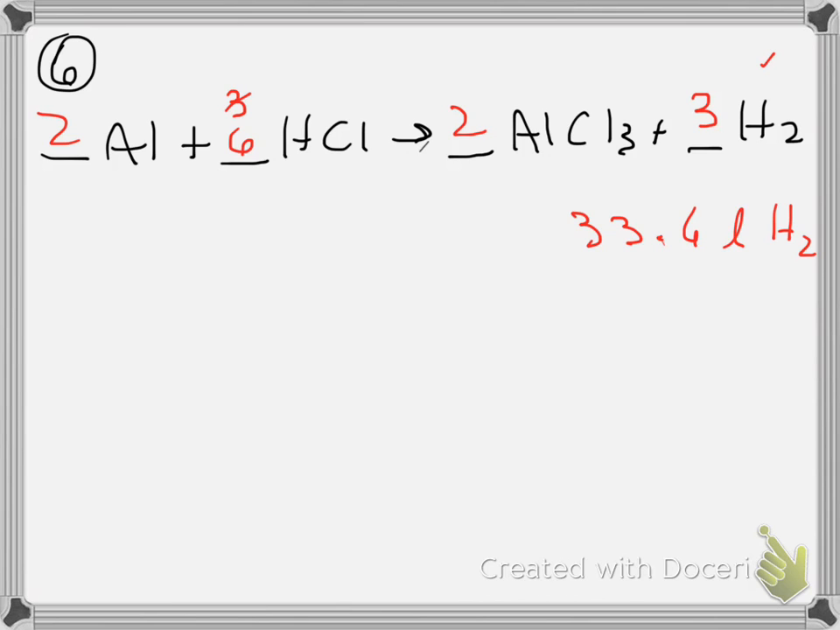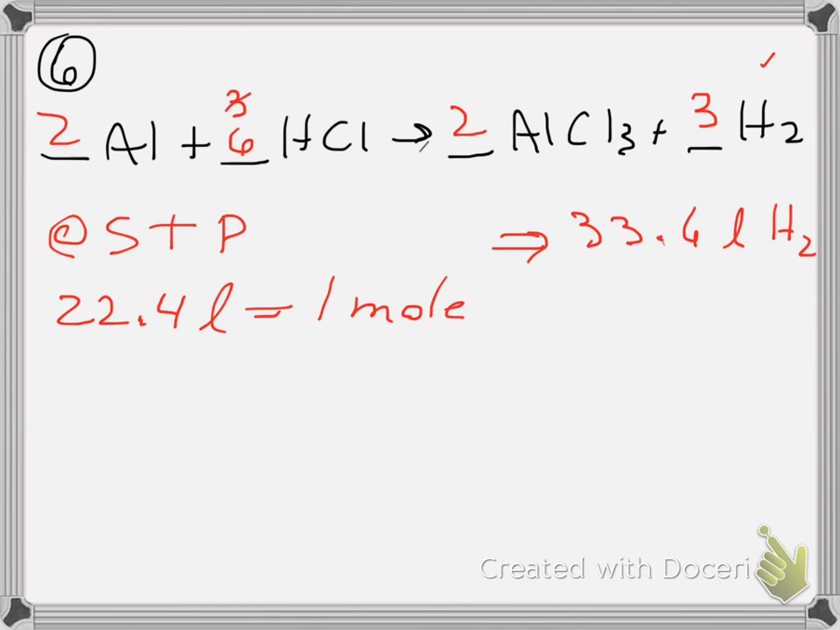Alright, well, 33.6 liters of hydrogen. Well, this is at STP. So 22.4 liters equals 1 mole at STP. So if you think about 33.6, that's 22.4 plus half of 22.4, or in other words, 1.5 moles of hydrogen gas. Alright, so they want to know how many moles of aluminum.